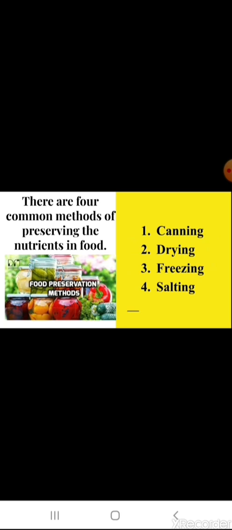There are four common methods of preserving the food. Means there are four methods through which we can preserve our food. First one is canning, second is drying, third is freezing, and fourth is salting.